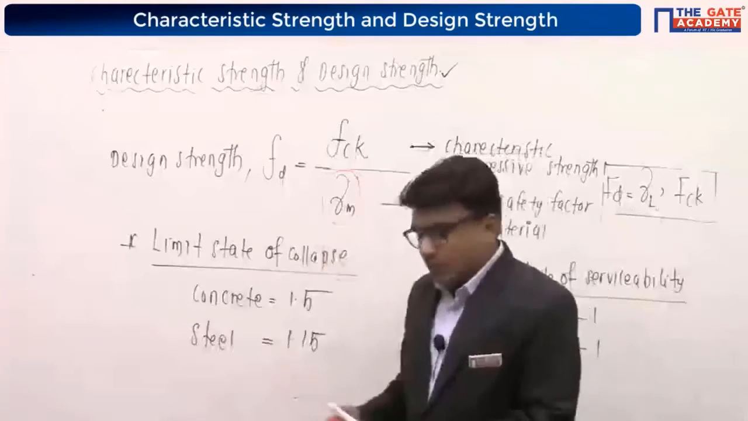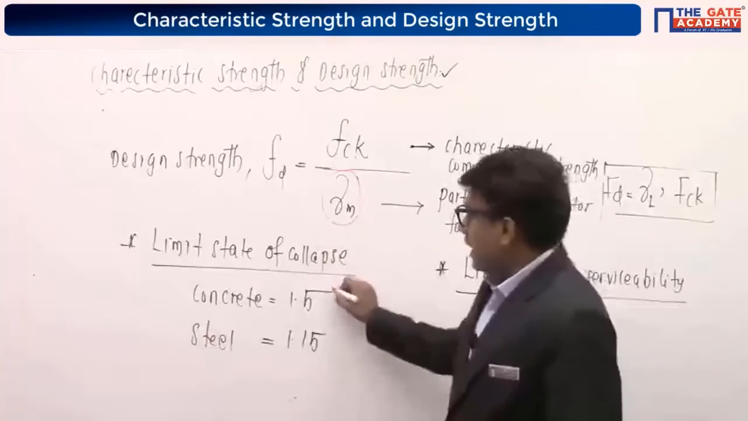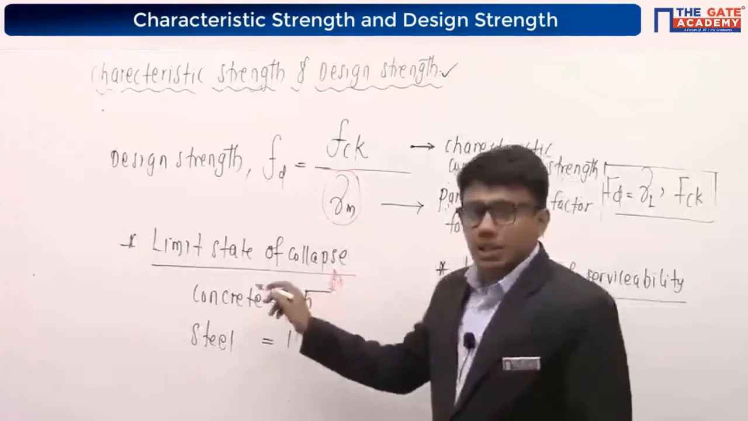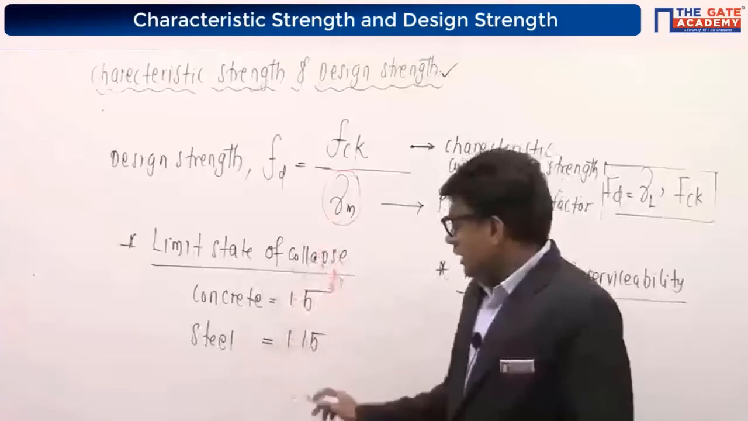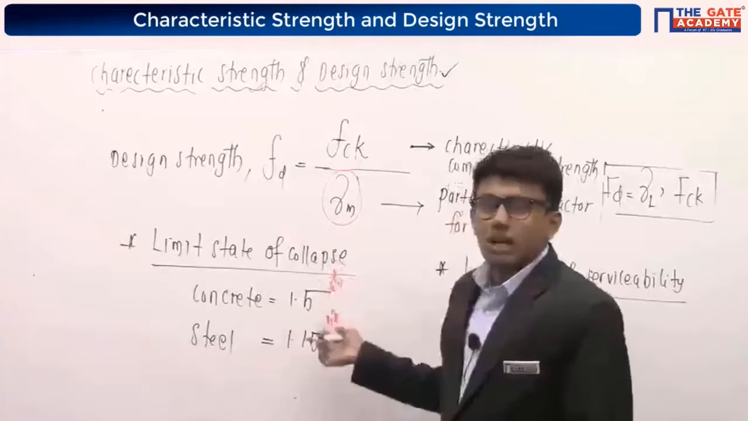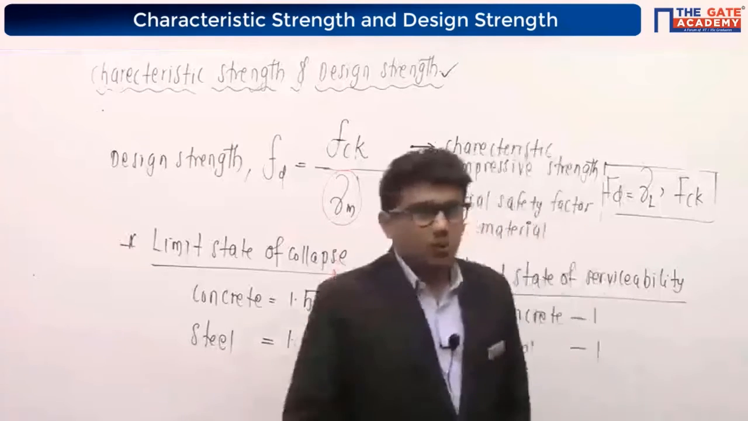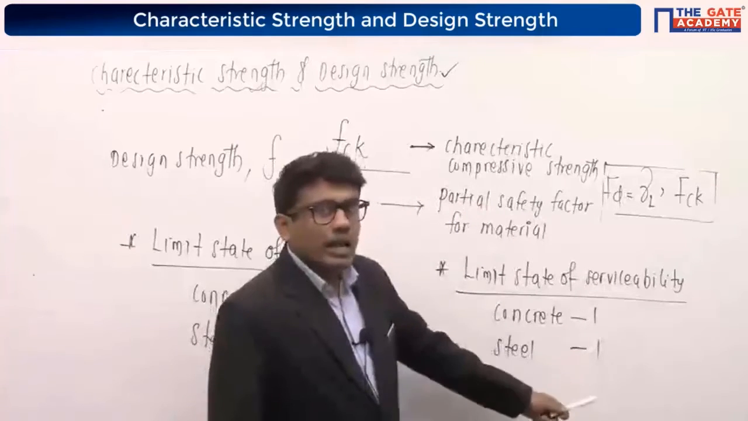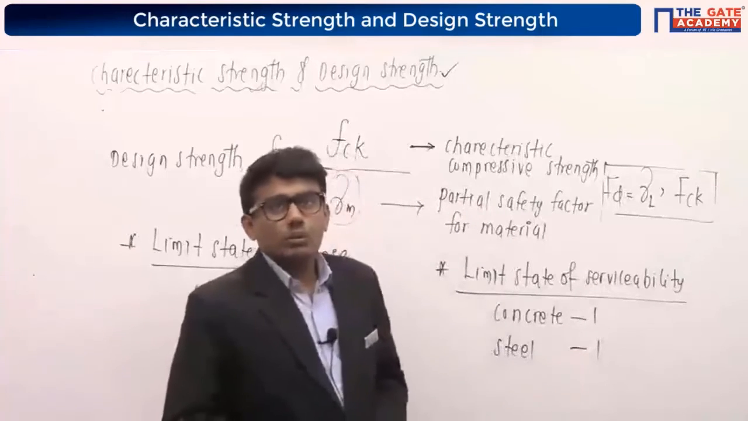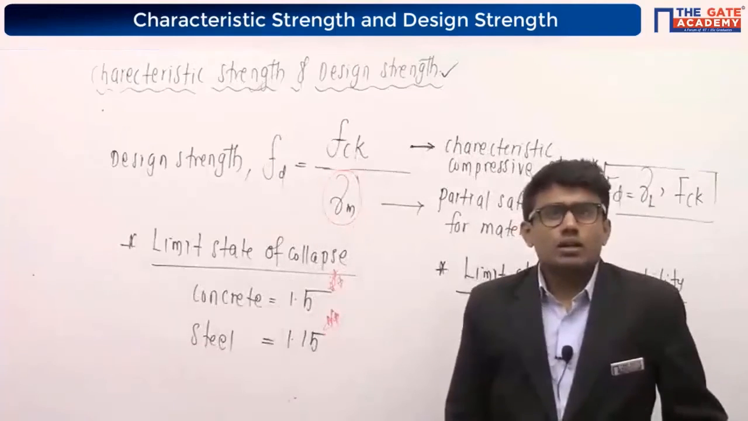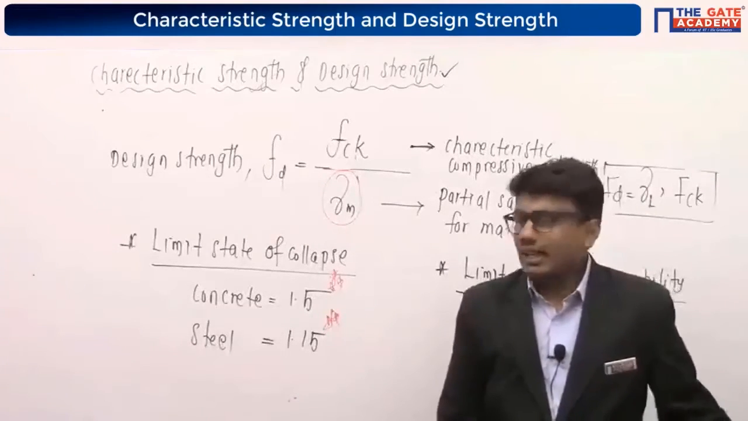You have to remember these values. It is very important. The partial safety factor for concrete as per the limit state of collapse is 1.5. The partial safety factor for steel as per the limit state of collapse is 1.15, and as per the limit state of serviceability, the partial safety factor for concrete and steel will be 1. Please note it down. I think it's done, right? So here you have written divide. I think, Tanbir, it's clear, I guess, right?